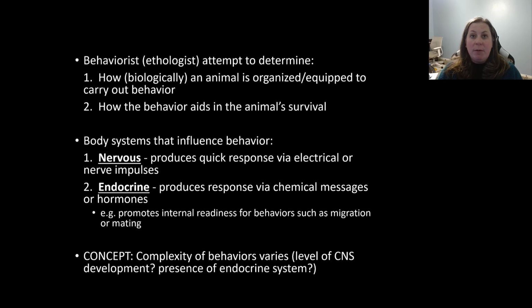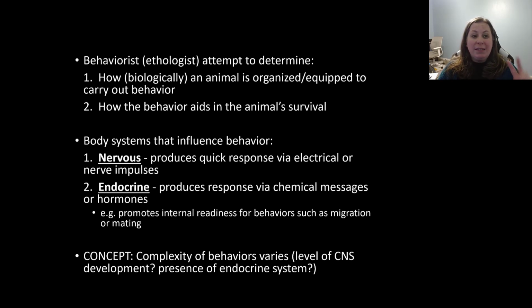So if you'll recall from the body systems video, the nervous system produces quick responses, and they do this through electrical impulses or nerve impulses. On the other hand, the endocrine system is going to be a little slower, but it's going to use chemical messengers as hormones in order to respond. Now, these two are going to ultimately work together.